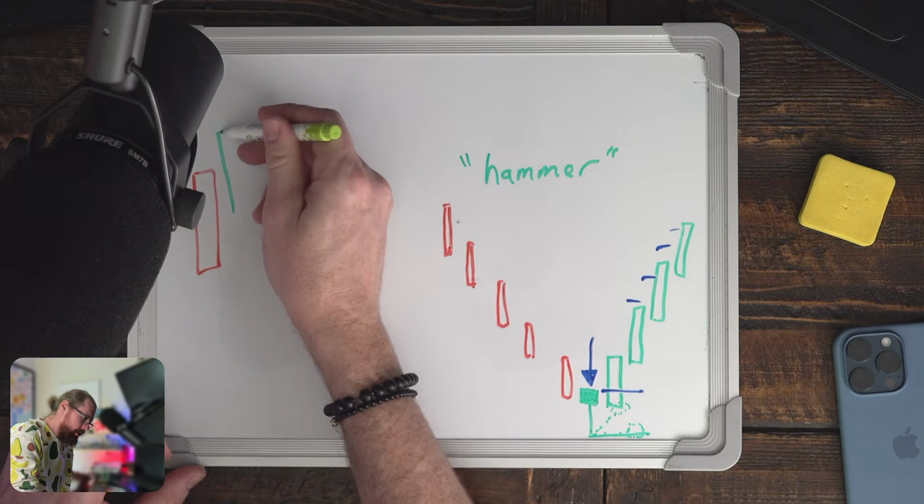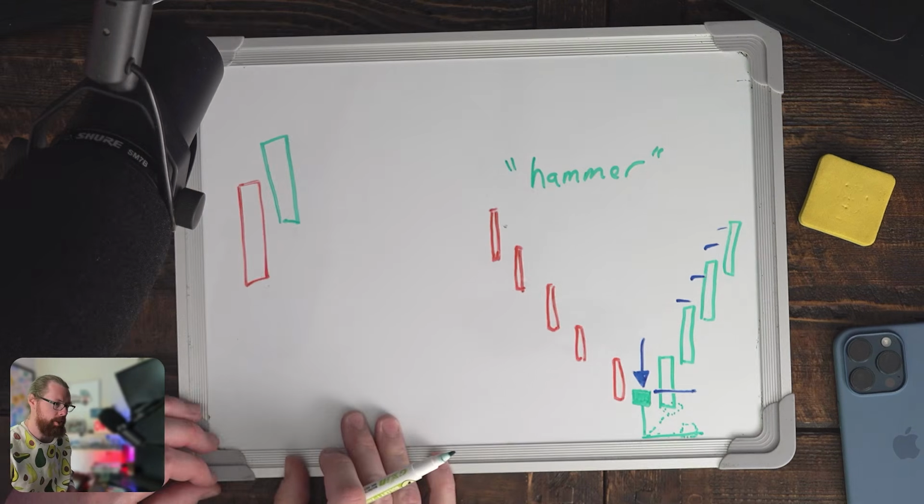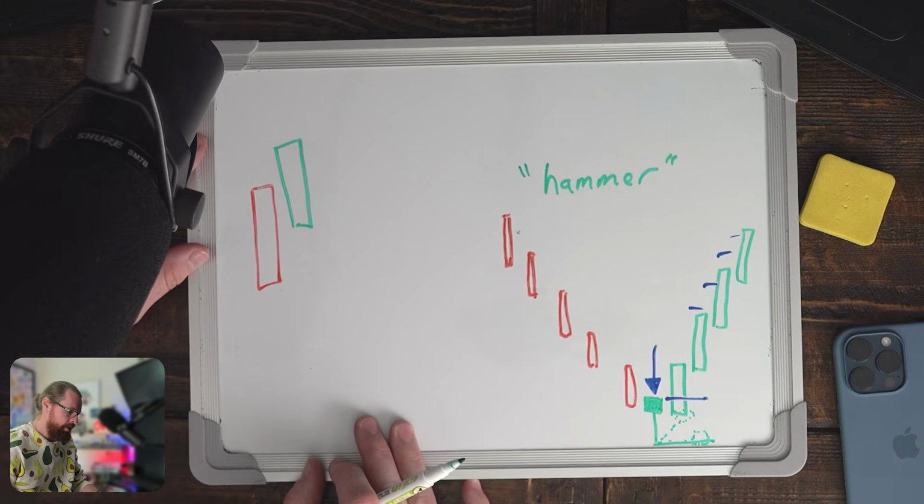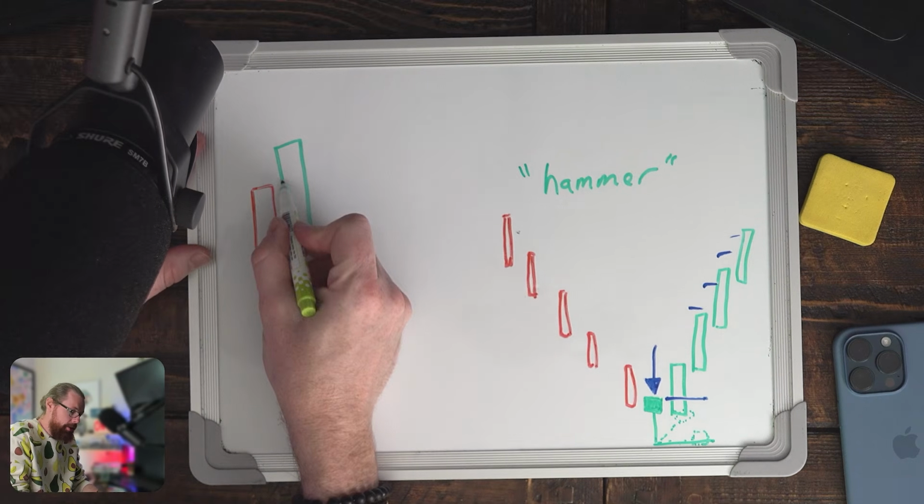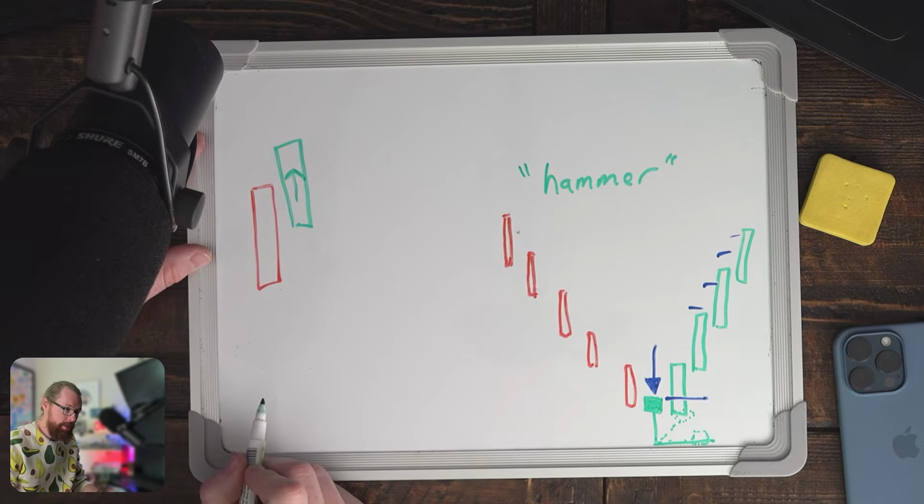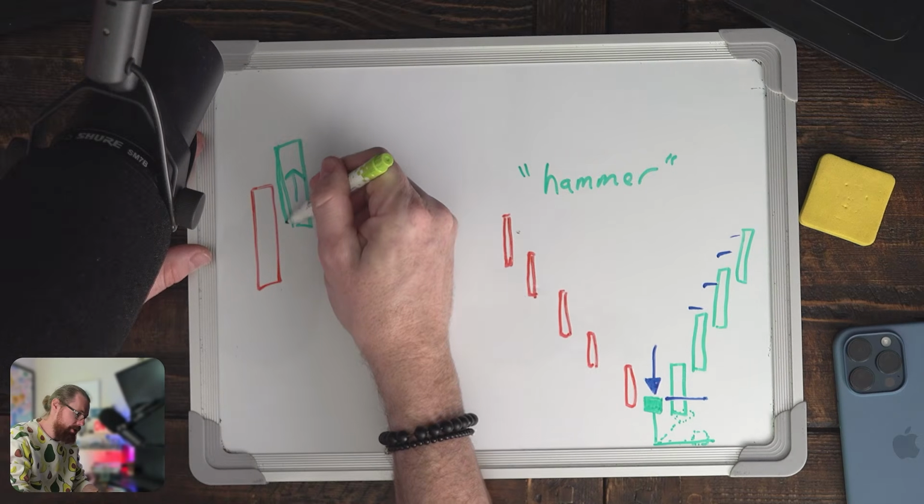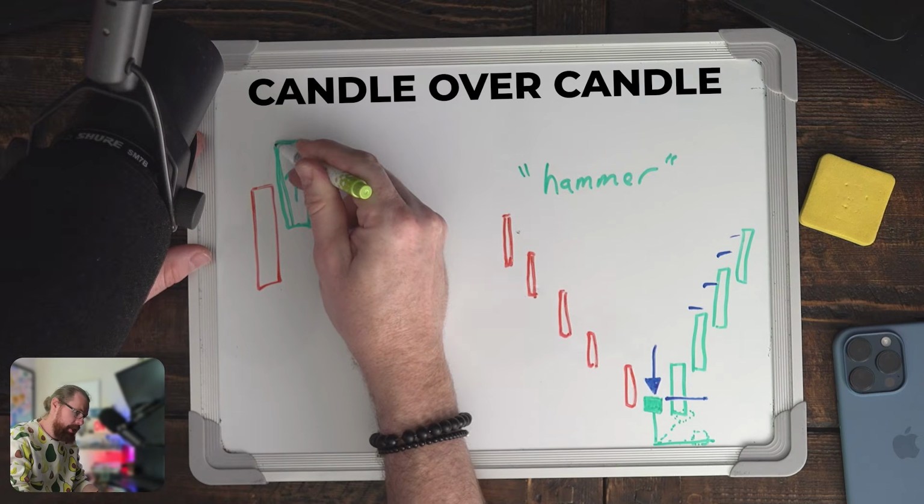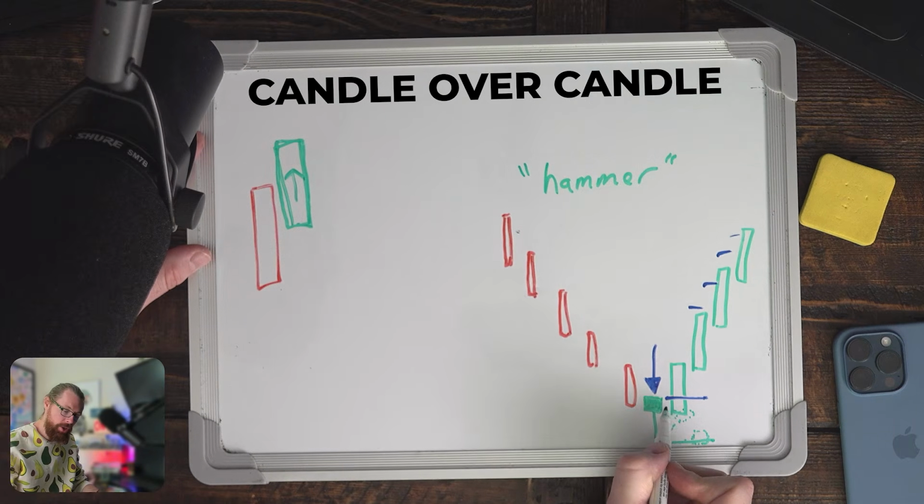So it looks like this. It's just two candles next to each other. However, this green candle has broken over the high of the previous red candle. And for that reason, it's called a candle over candle pattern. So right here, we have candle over candle.